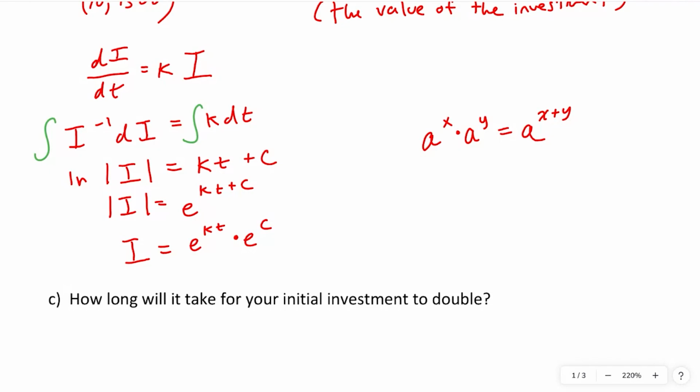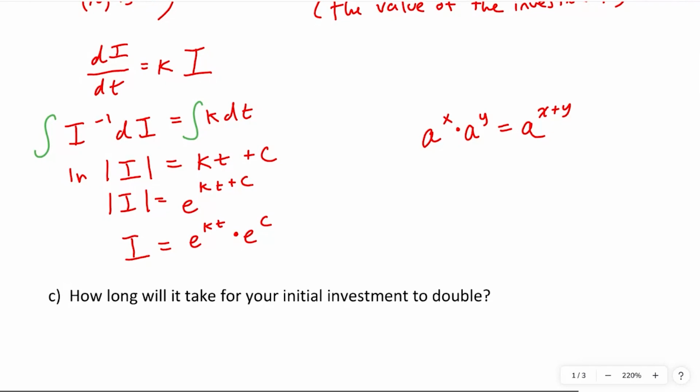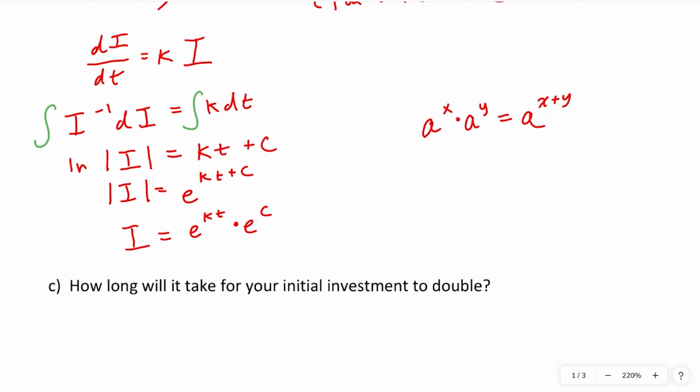With me? So I is c times e to the kt. Okay. Now, again, to be very clear, this c is not the same as this c, right? This is e to the c, but that's just going to be a new constant that we'll solve for here.